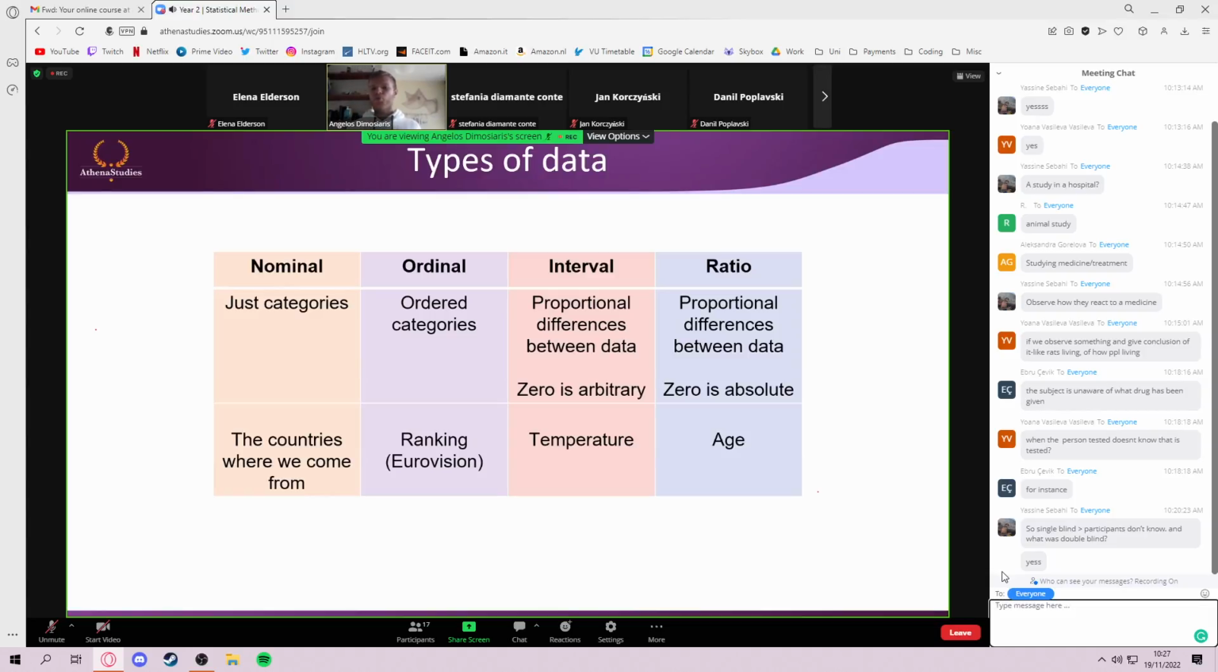And now we have the interval and the ratio. As you can see, they both refer to proportional differences between data, but what makes them different from each other is how they handle 0. In interval variables, the 0 is totally arbitrary. We woke up in the morning and we said, oh, for this thing, the 0 means this thing. For example, temperature, right?